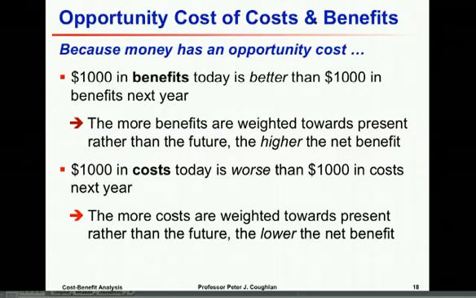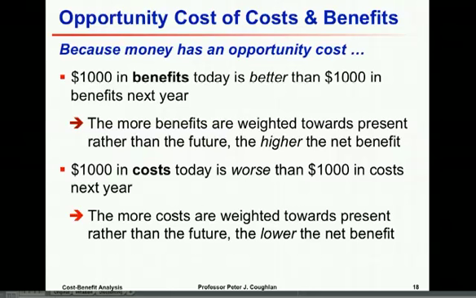So because money has an opportunity cost, not just inflation but an opportunity cost above and beyond inflation, that means $1,000 in benefits today is better than $1,000 in benefits next year. And $1,000 in cost today is worse than $1,000 in cost next year. I'd rather incur $1,000 of costs next year than this year, and I'd rather have $1,000 of benefits today than next year, right?